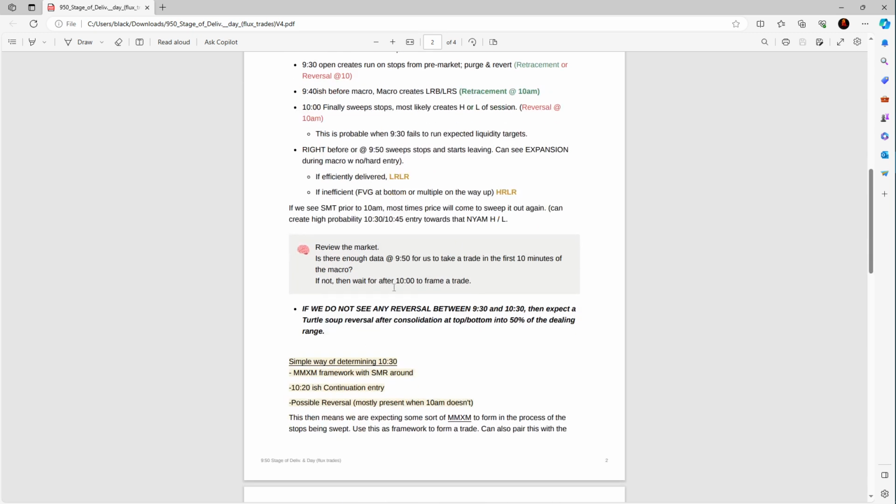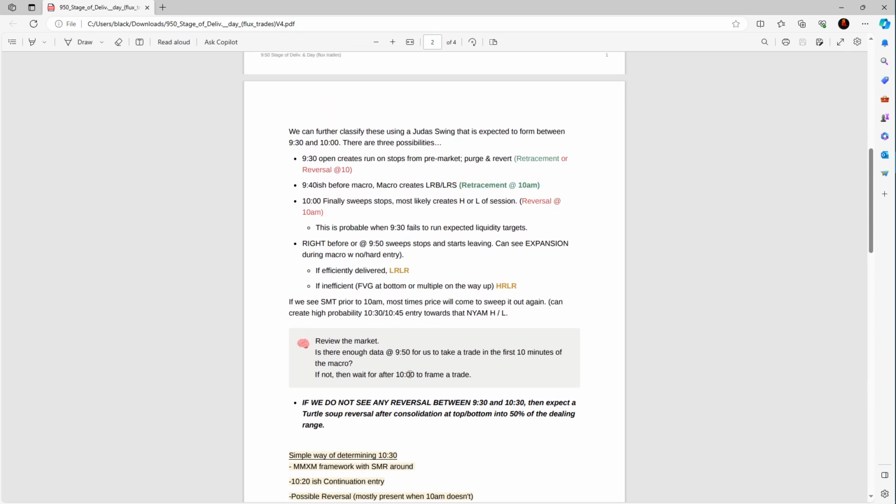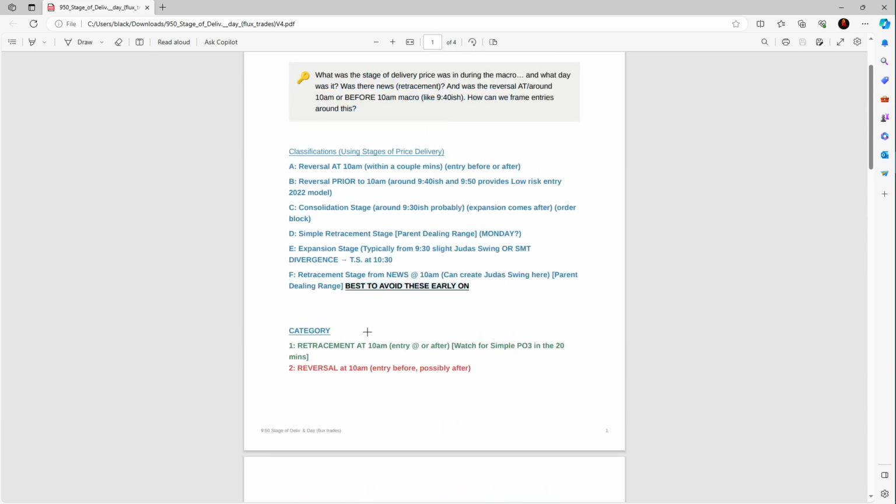Now, that doesn't mean that this is the worst one and this is the better one. I actually prefer taking this over the previous, but learning to condition your mind to frame it into these two 10-minute windows will increase your strike rate and probability of it playing out, especially if you pair it up with all of this data here.